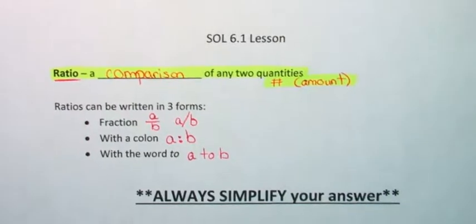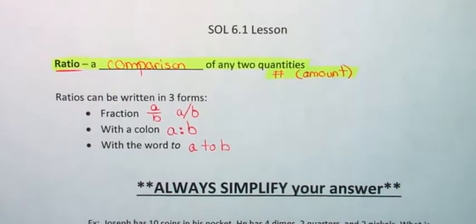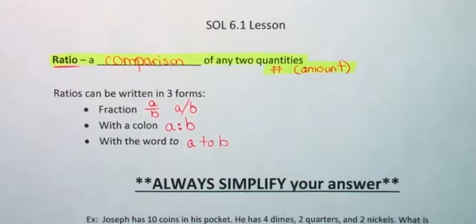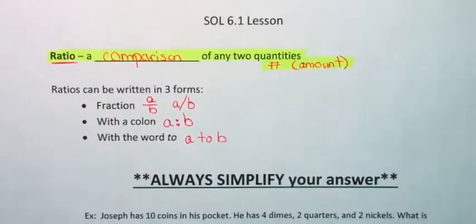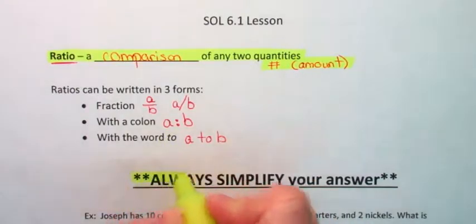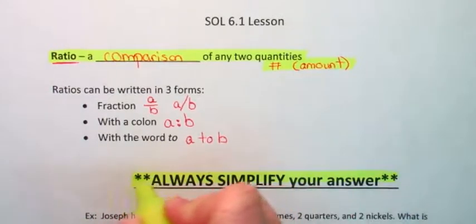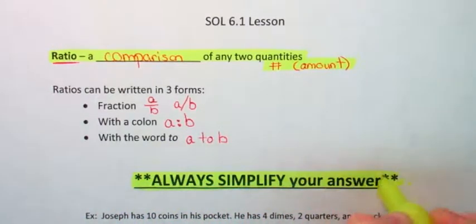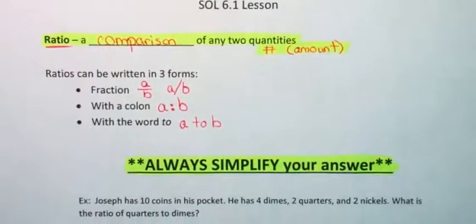Every once in a while on a test they're not simplified, but the majority of the time your answers are always going to be simplified. So if you get in the habit of simplifying, you will be better off. Remember, always simplify your answer. If they have it unsimplified, then you're good, but like I said, 99% of the time you're going to need your answer simplified. So, a comparison of any two quantities.